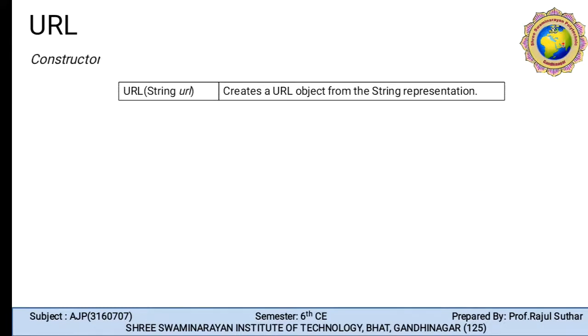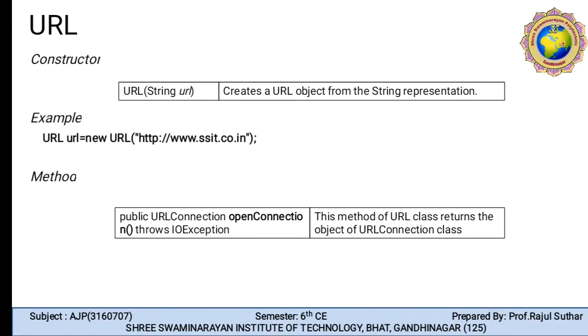Here, the constructor used is URL(String url). It creates the URL object from the string representation. Let us check one example here. URL url is equal to new URL, in the bracket, double quote, http://www.ssit.co.in is our URL. Then double quotation over, bracket over and semicolon.